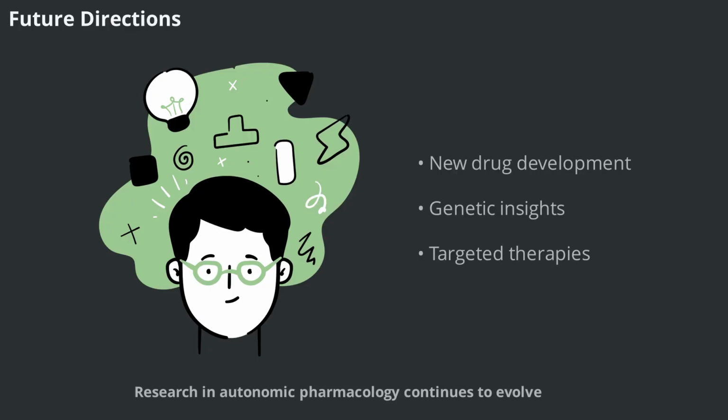Research in autonomic pharmacology continues to evolve, with new drugs and therapies being developed to target specific receptors and pathways. Advances in molecular biology and genetics are providing deeper insights into how the nervous system functions and how it can be modulated for therapeutic benefit. The future holds promise for more precise and effective treatments.